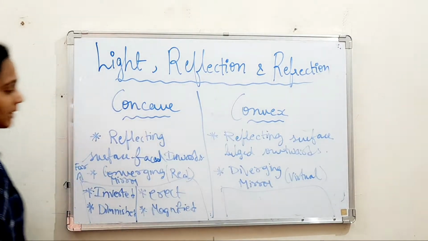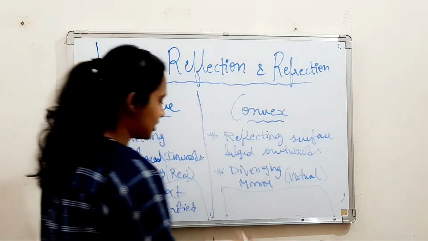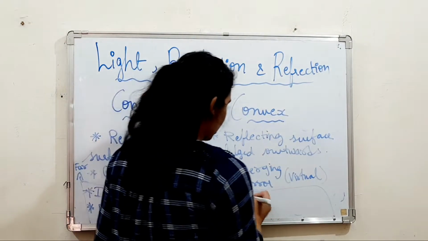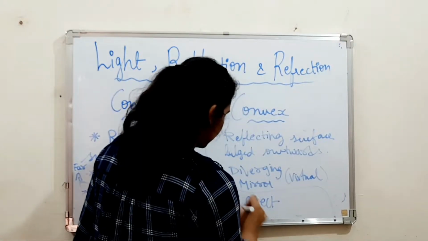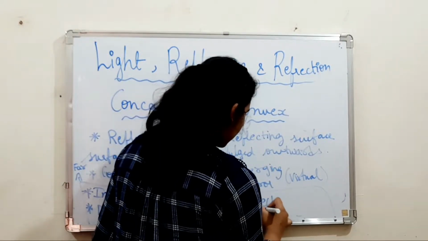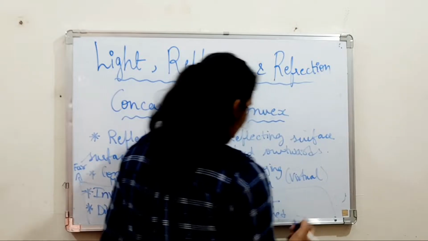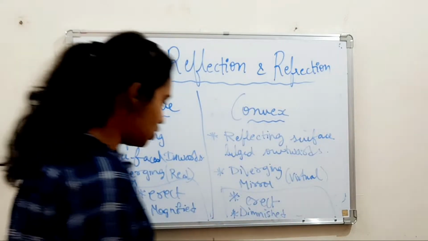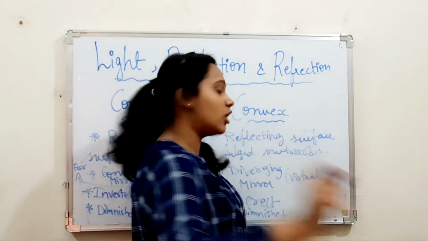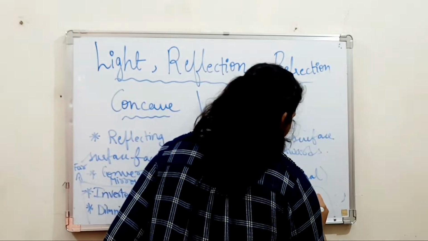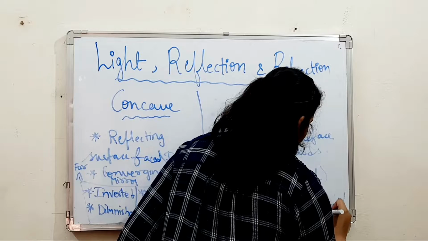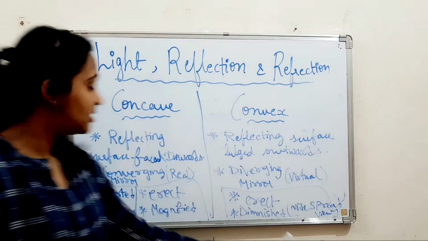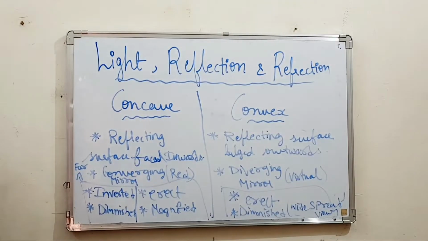ठीक है, अब बात करते हैं कॉन्वेक्स मिरर्स की. कॉन्वेक्स मिरर्स दिखाते हैं हमें erect images and highly diminished images, due to which they are installed in our parking lodges. As it is very diminished, in a smaller size, it gives us a widespread view of that particular area. Okay, as it is diminished, it gives a widespread view of that particular area.